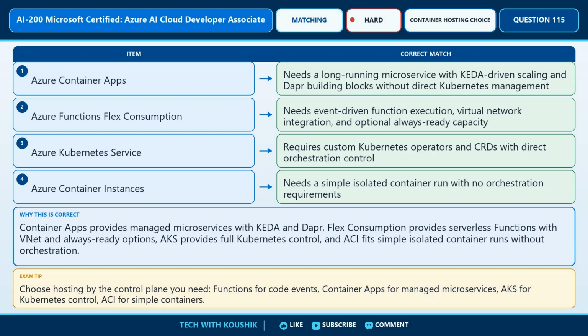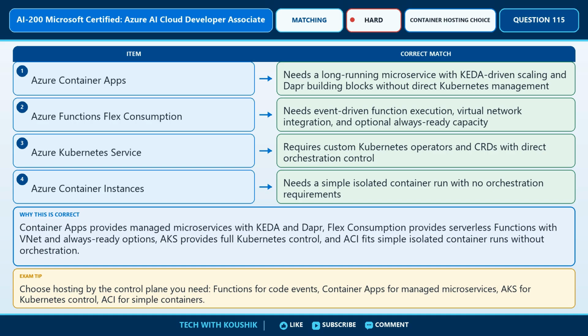Here are the pairings after elimination. Match Azure Container Apps with needs a long-running microservice with KEDA-driven scaling and Dapr building blocks without direct Kubernetes management. Match Azure Functions Flex Consumption with needs event-driven function execution, virtual network integration, and optional always-ready capacity. Match Azure Kubernetes Service with requires custom Kubernetes operators and CRDs with direct orchestration control. Match Azure Container Instances with needs a simple isolated container run with no orchestration requirements.